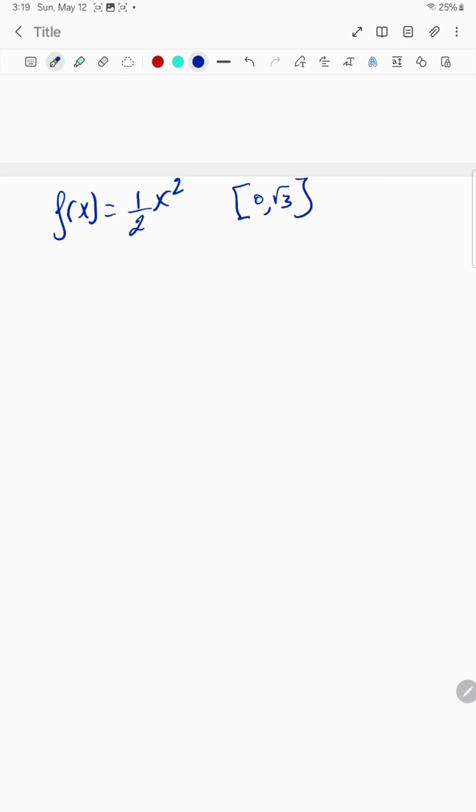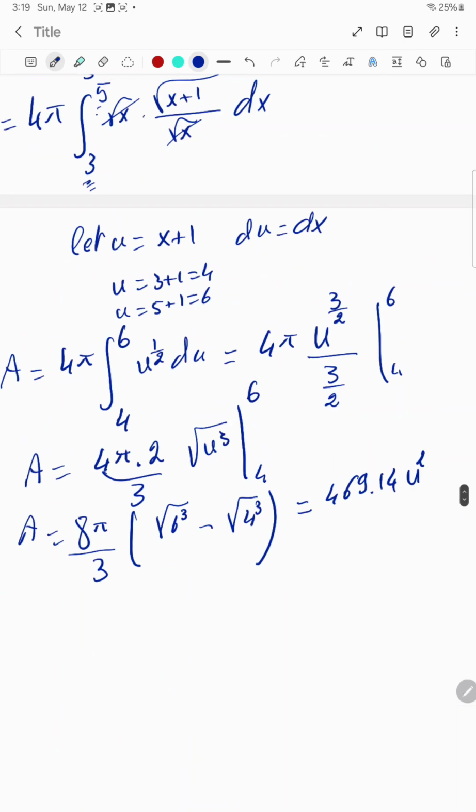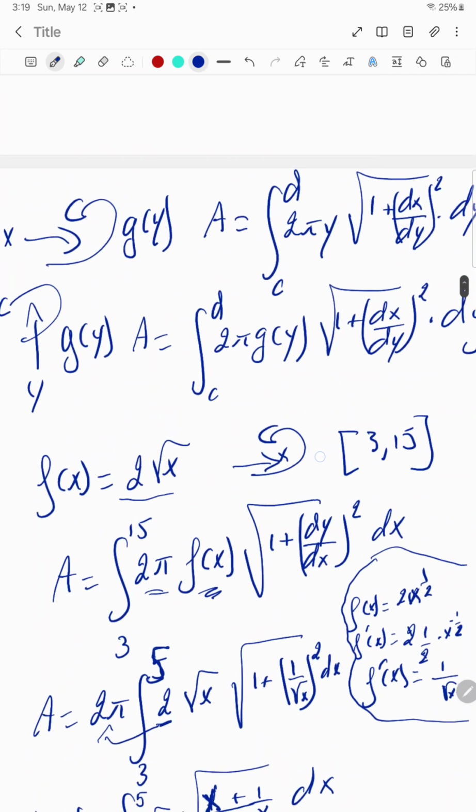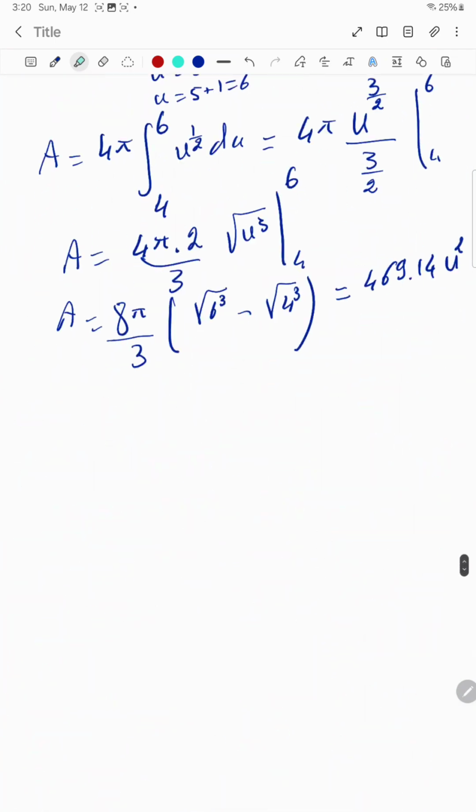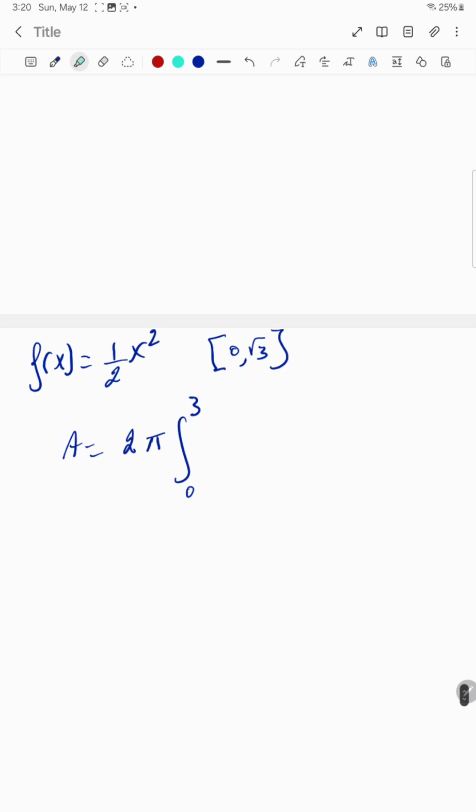So the area of a solid of revolution would become A equals 2 pi, because I'm between 0 and 3. 2 pi should be inside. I wrote it inside here, but 2 pi is a constant, so I can always take it outside my integral, because it's always going to be a constant. So it becomes 2 pi between 0 and 3.